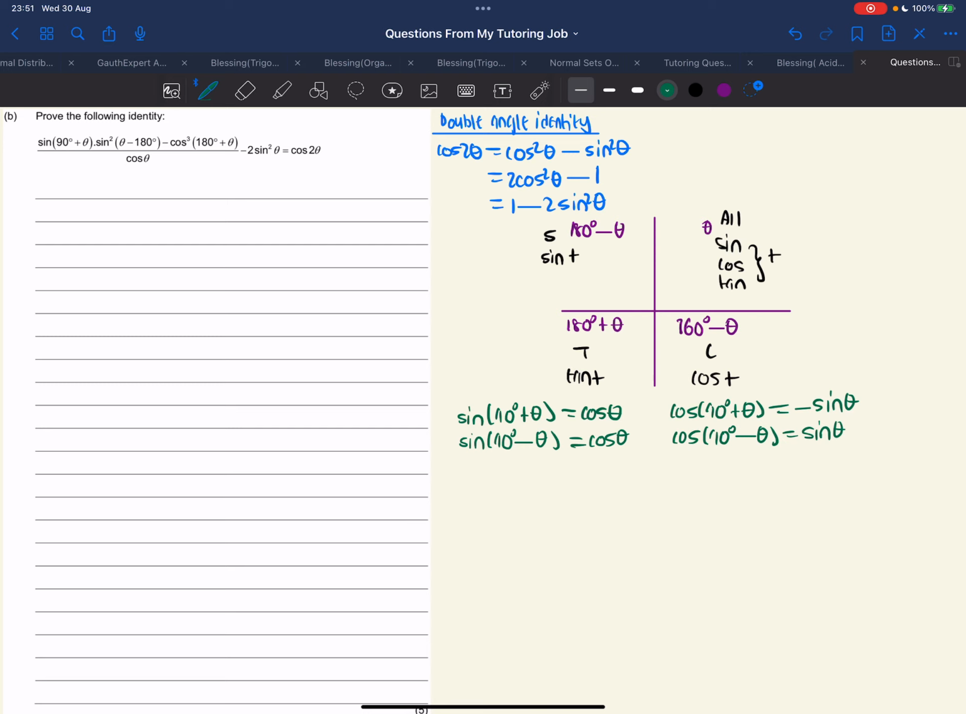The other one I see is sine of theta minus 180 degrees. That basically means you have a minus sine theta for that one. Let's say you put in a special angle and subtract it. It means your answer is going to be in the third quadrant. And remember, in the third quadrant, it's only tan theta that is positive.